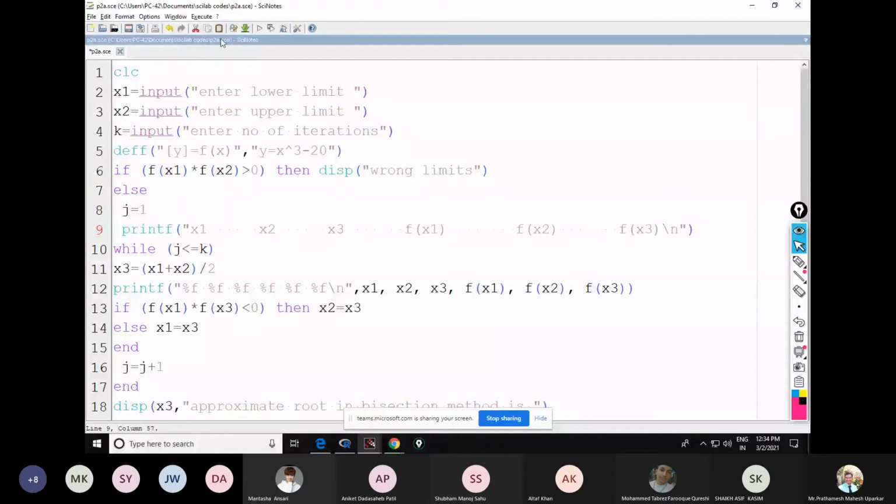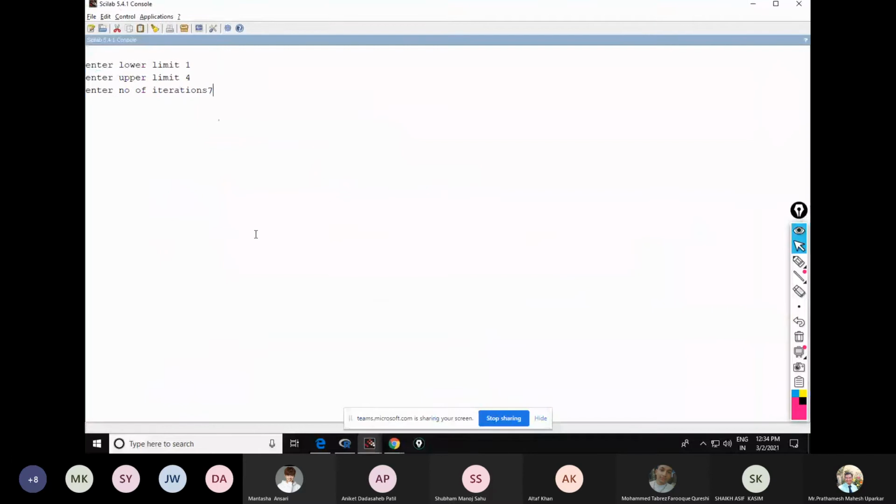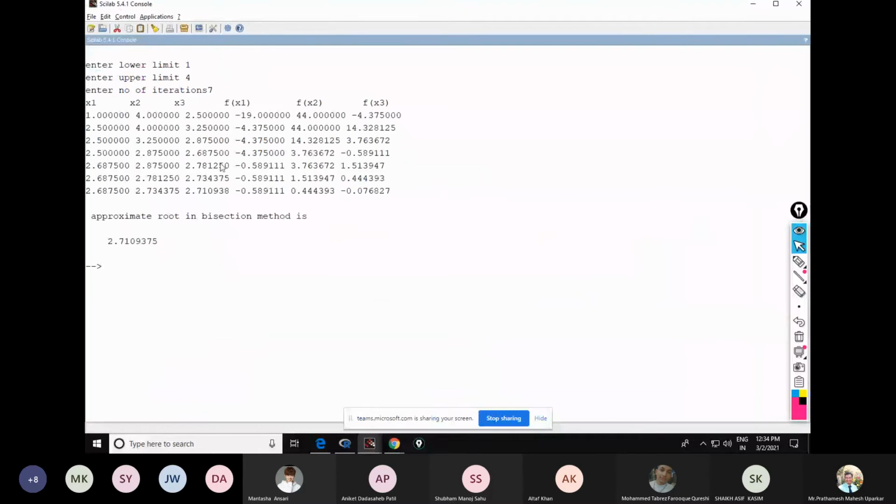And let us see again 1, 4, iteration 7. You can see now the columns match हो रहे x1 के साथ x1, x2, x3, f of x1, f of x2 and f of x3. Can you get the value? See here. पहले में a and b कितना था 1 and 4, उसके बीच का वैल्यू है 2.5.